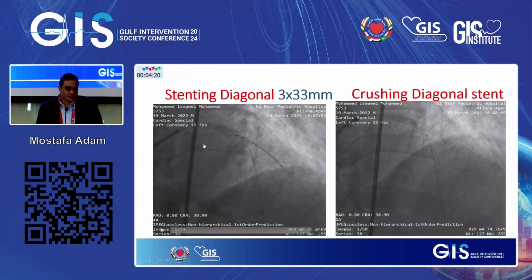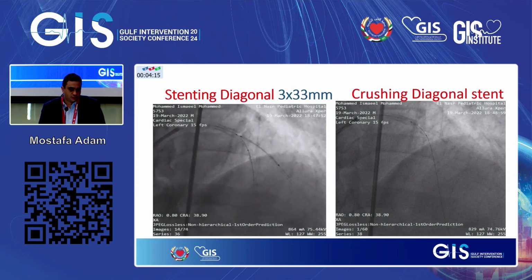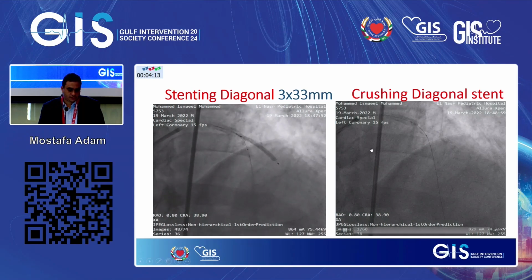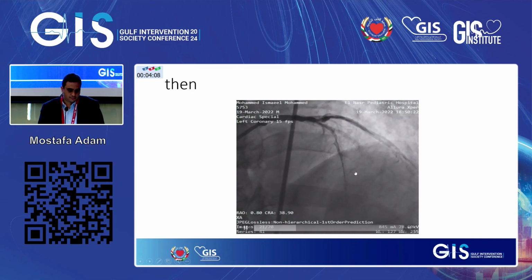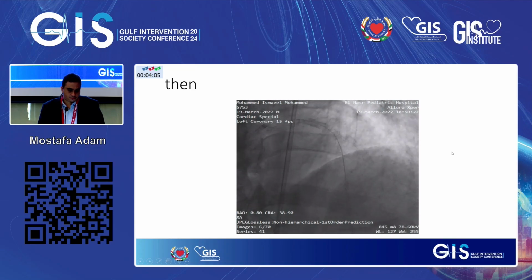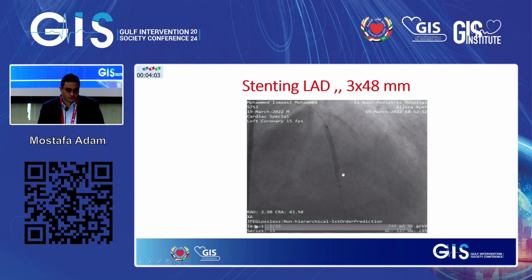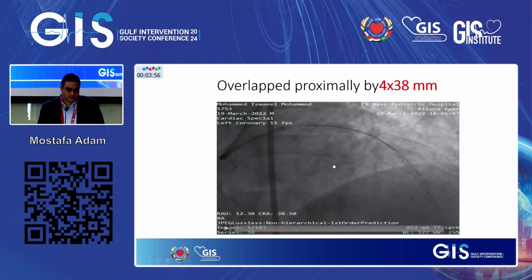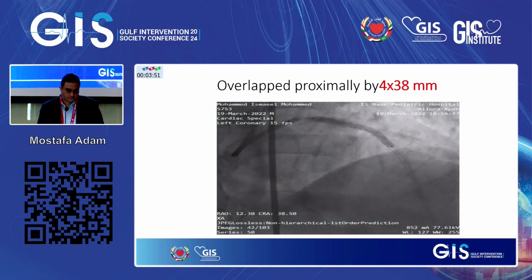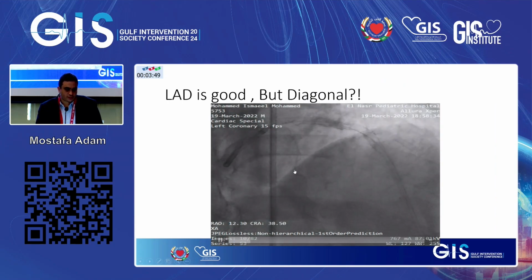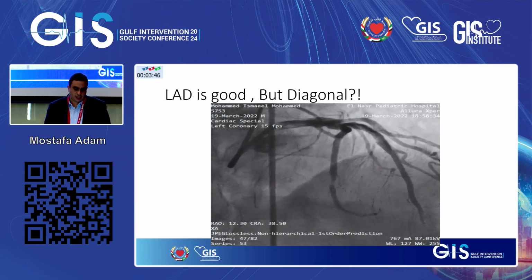Okay, we stented the diagonal branch using a 3.0 by 33 millimeter stent, crushing it, then stenting the LAD from distal to proximal, a 3.0 by 48 millimeter stent, overlapped proximally by a 4.0 by 38 millimeter stent. LAD is okay, but what about the diagonal branch?